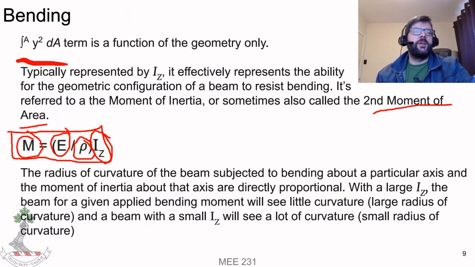And obviously, similarly, if you have a larger Young's modulus, if your material is stiffer, then you're also going to get a larger radius of curvature, which means you're going to have less curvature.